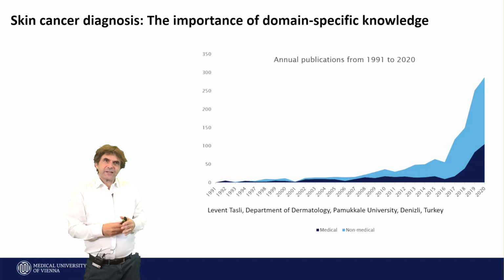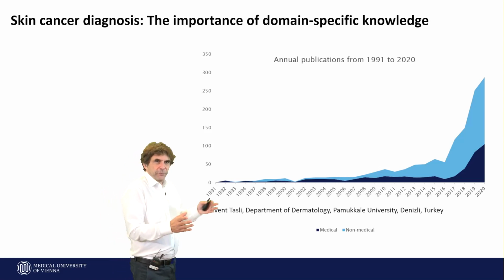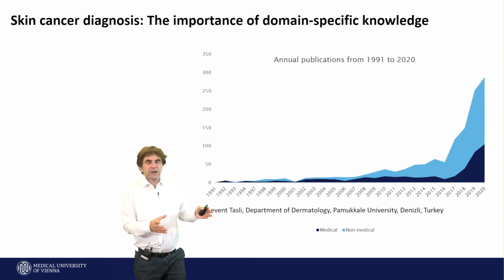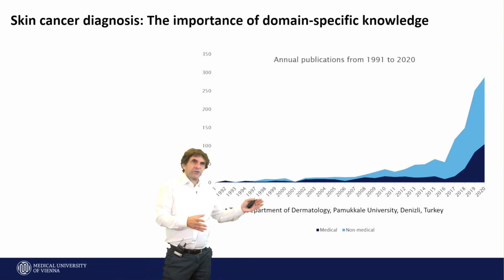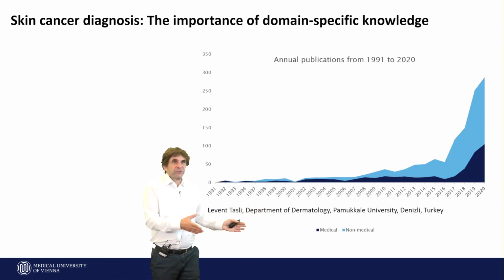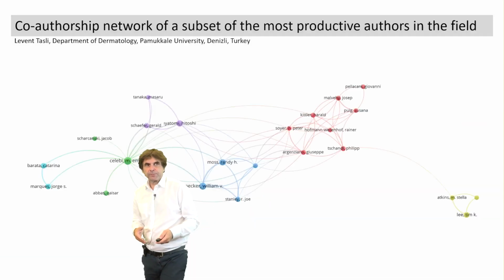Now, when we look at the number of publications published in the last years dealing with machine learning and skin cancer diagnosis, or artificial intelligence and skin cancer diagnosis, we can see a sharp peak here, and this pertains to medical publications, but also to non-medical publications.